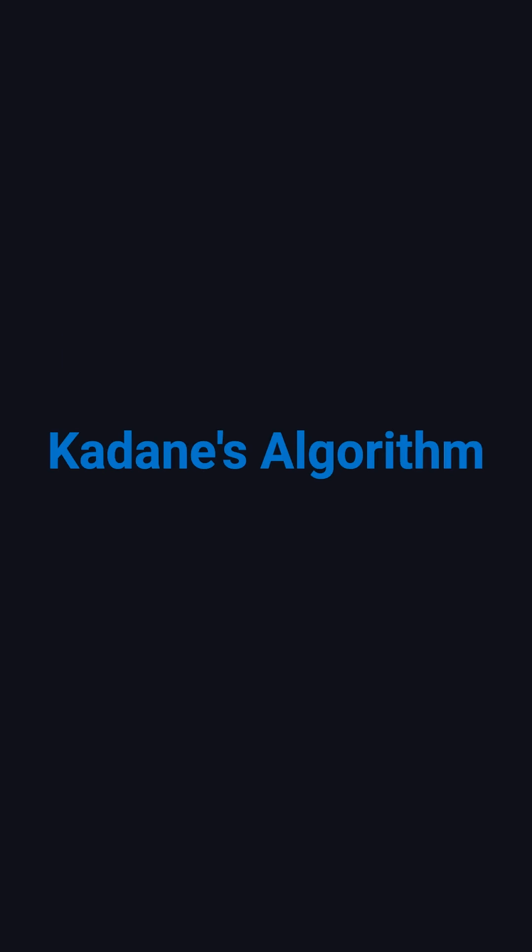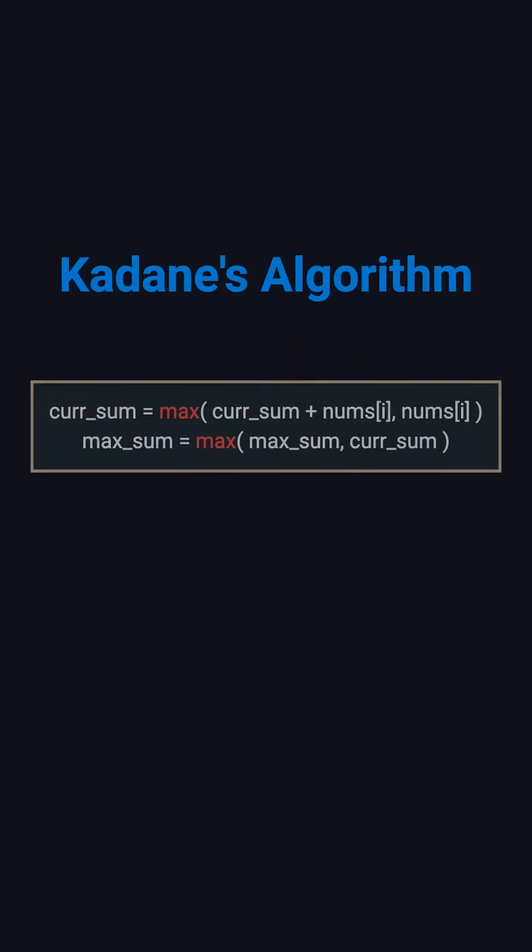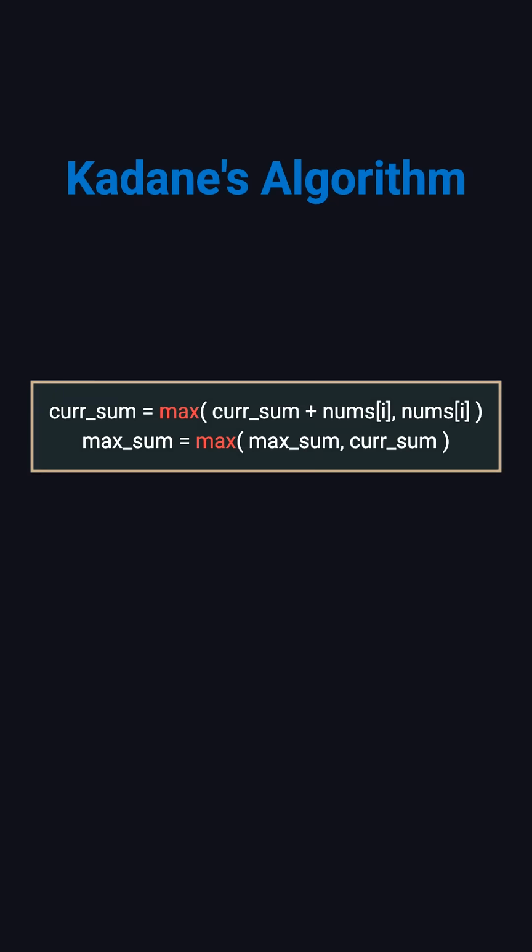This is where the famous Kadane's algorithm comes in. It's elegant and very efficient. As we scan the array from left to right, we maintain 2 values. Current sum, the best possible subarray sum that ends at the current element, and max sum, the best subarray sum we've seen anywhere so far.